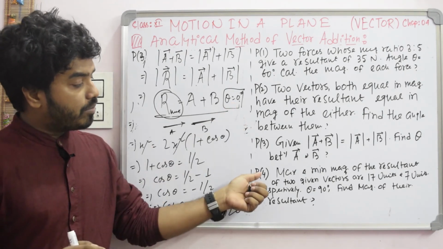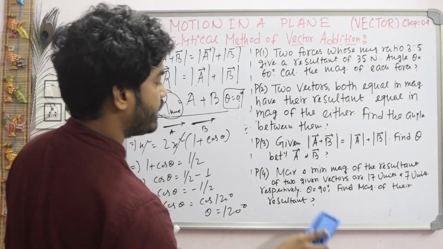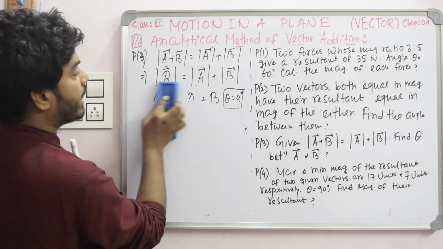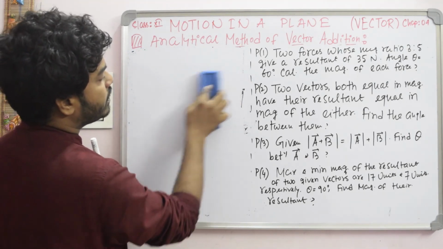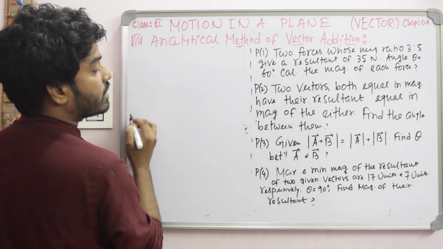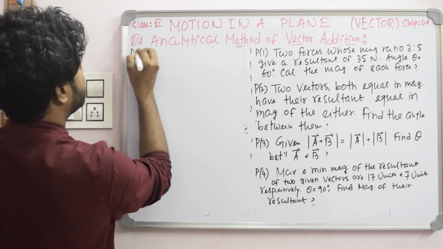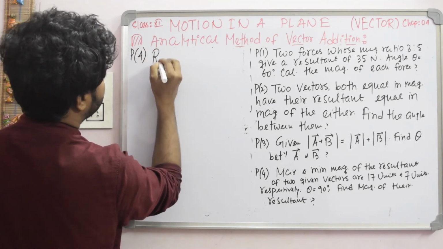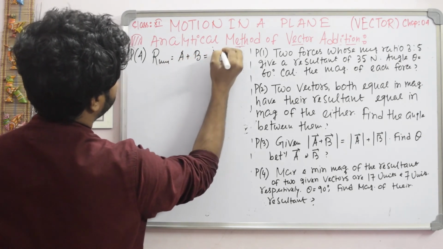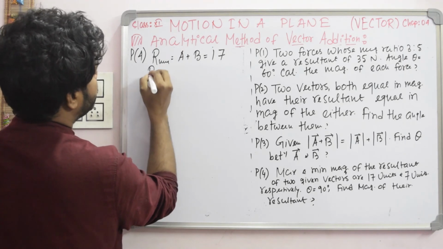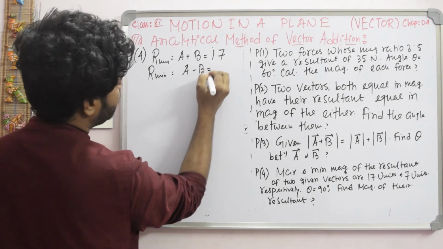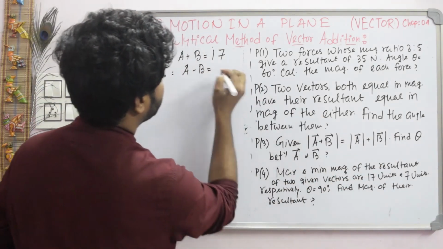Okay. Now problem 4. Read this one. Given the maximum and minimum magnitude of their resultant: the maximum and minimum magnitudes of the resultant of two given vectors are 17 Newton and 7 Newton. Okay, write it. You know the maximum resultant formula, R max is equal to A plus B. So according to our problem, this is given as 17, and you know the minimum resultant formula, A minus B, and according to our problem, this is given as 7.